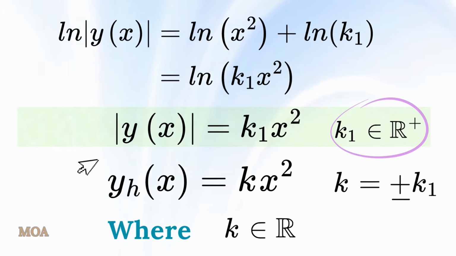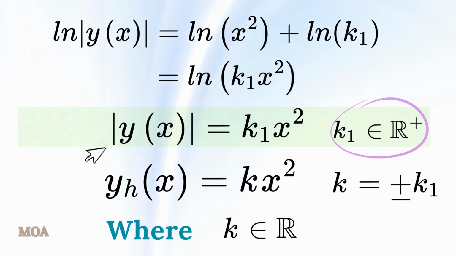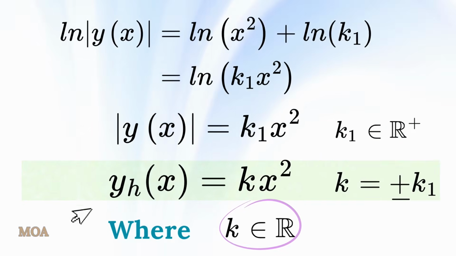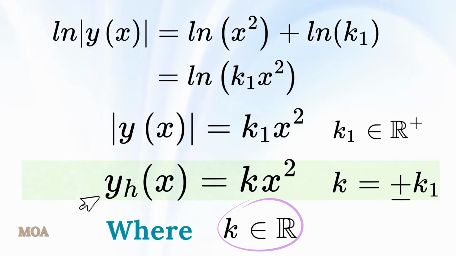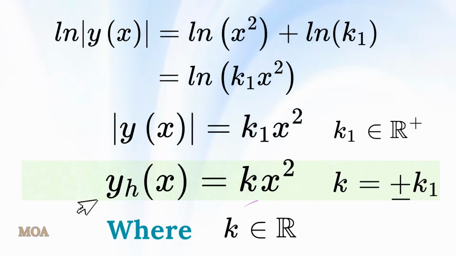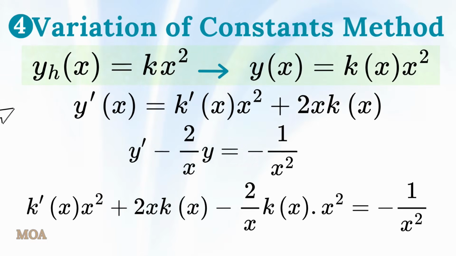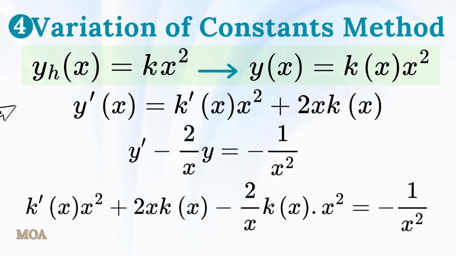This leads to the absolute value of y of x equals k sub 1 times x squared, where k sub 1 is a strictly positive real number, which can also be expressed as y sub h of x equals k times x squared, where k is a real number, and k can be positive or negative k sub 1. Next, we adopt the variation of constants method to obtain the general solution of the previous first-order differential equation.